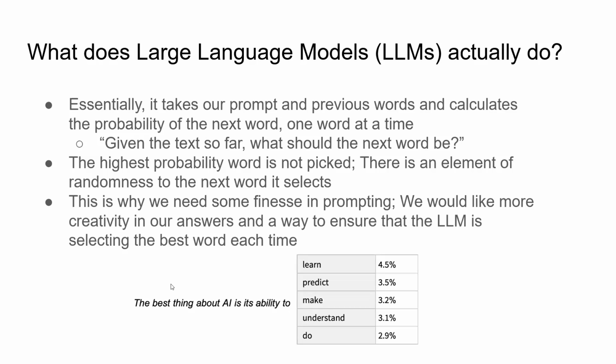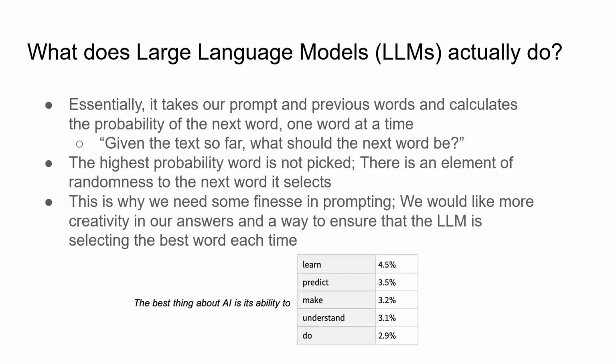Given the text that it generates so far, it asks itself, what should the next word be? As we can see here, if we have a text called "the best thing about AI is its ability to," it will generate a probability distribution of the next word. It appears that the highest probability is to learn, which is 4.5%. These are all valid options for what the next word could be. However, the highest probability word is usually not picked. There is an element of randomness to the next word it selects.